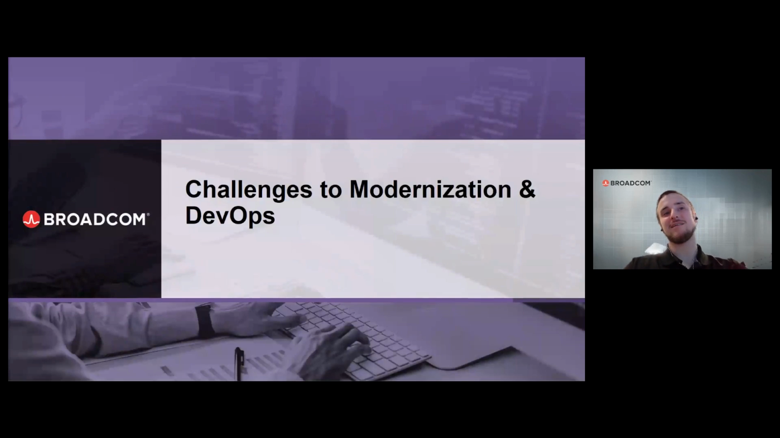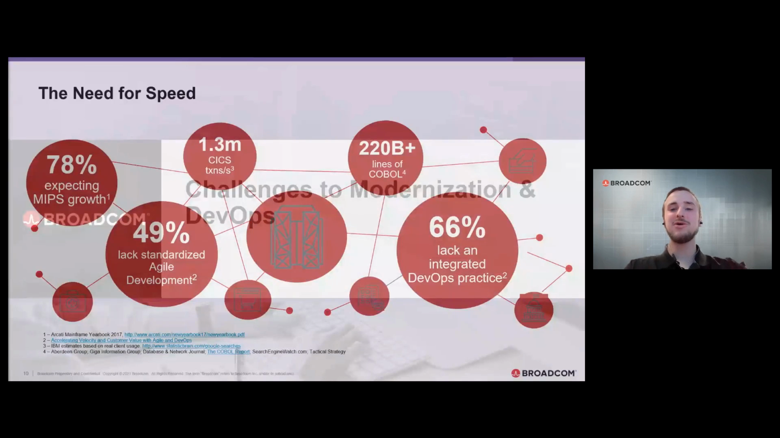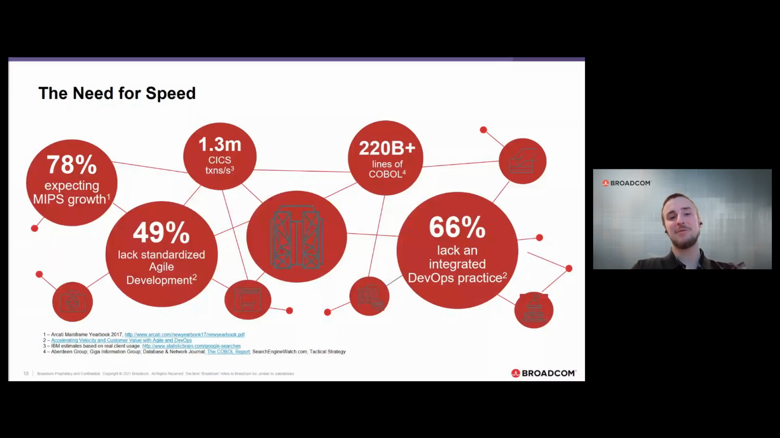So what are some of the challenges to modernization on the mainframe and DevOps enablement? Before I dive too much into that, I want to justify the argument for why we need DevOps on the mainframe. Clearly, mainframe is mission critical in today's world, but the other important fact is that it continues to grow. The lack of agile development practices and an established DevOps culture are barriers to enterprises who are trying to move with speed while working with the mainframe.